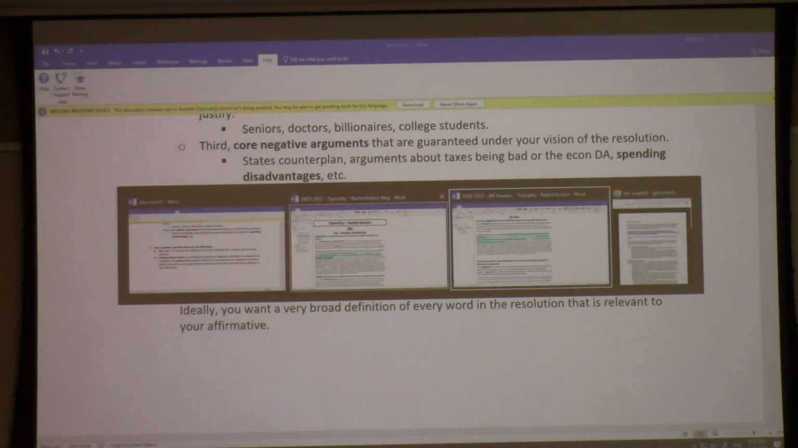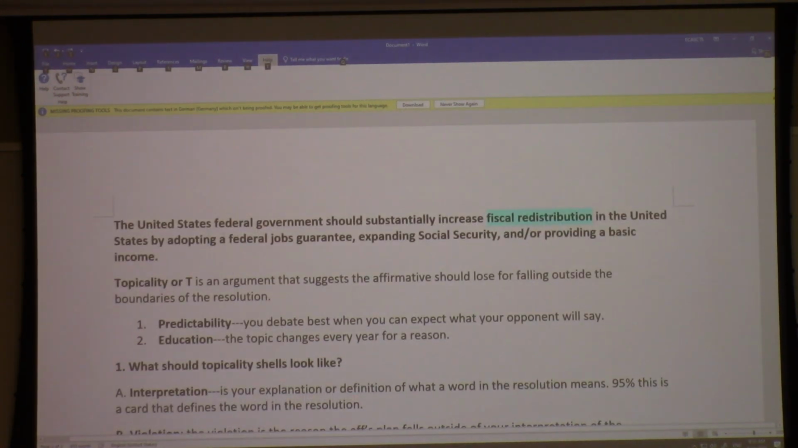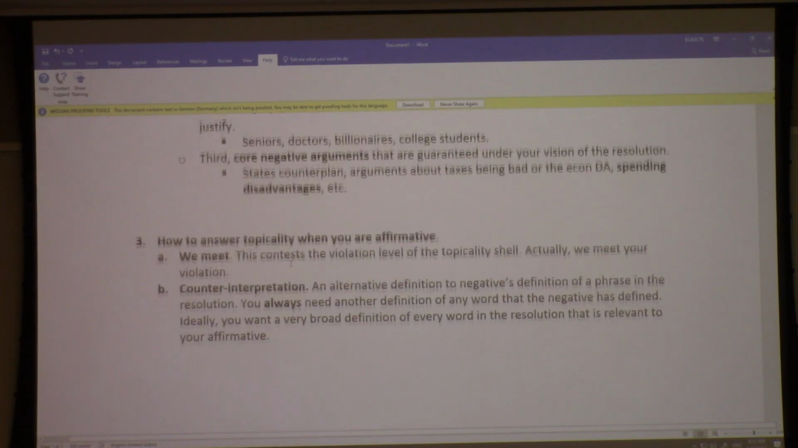So if I were debating this resolution, I would want to have a very broad definition of certainly fiscal redistribution, because I could imagine some topicality violations being based on that. I would also want a broad definition of words like increase and substantially, because people can sometimes contest that a certain affirmative is not substantial based on some arbitrary definition of what that word means. I would want a really broad definition of what a basic income is, in order to ensure that I am well prepared to respond to any negative topicality violations that contest those phrases in the resolution.